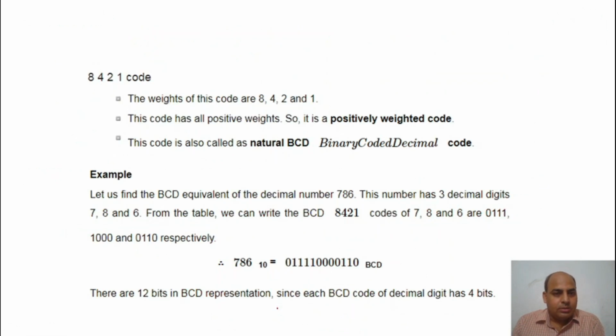Another point, the BCD is also known as the 8421 code. So another name of BCD code is 8421 code. Sometimes it is also called natural BCD. It is a weighted code, and also positively weighted because the weights are positive. Here we have shown another example, 786. So 7 is written here, then 8, then 6. This is the equivalent BCD.